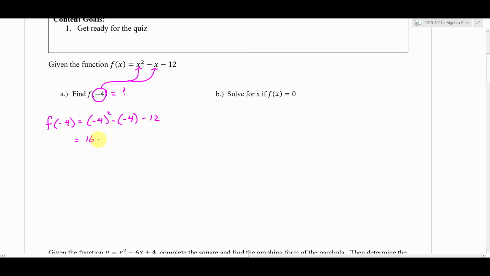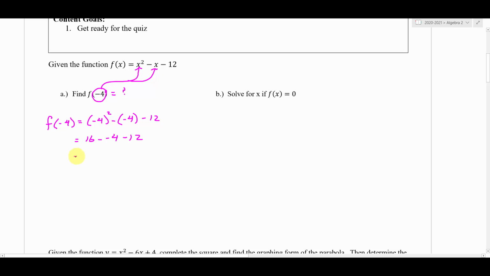Now we have minus negative 4 minus 12. And you'll notice I dropped the parentheses. And the reason that I dropped the parentheses there is because there's really no point in the parentheses. I don't have an exponent. I don't have anything really being multiplied into that parentheses, so it's not necessary.